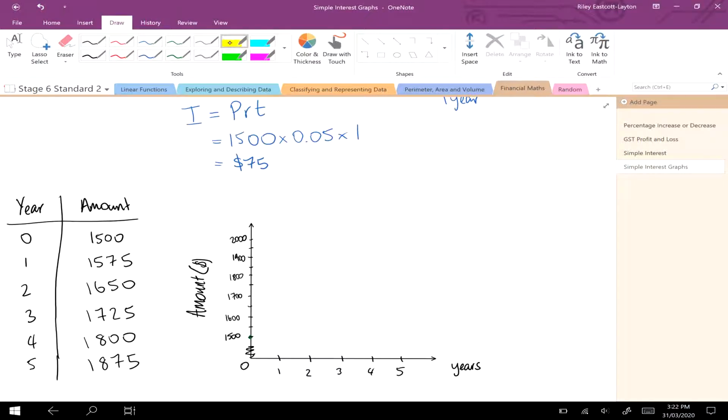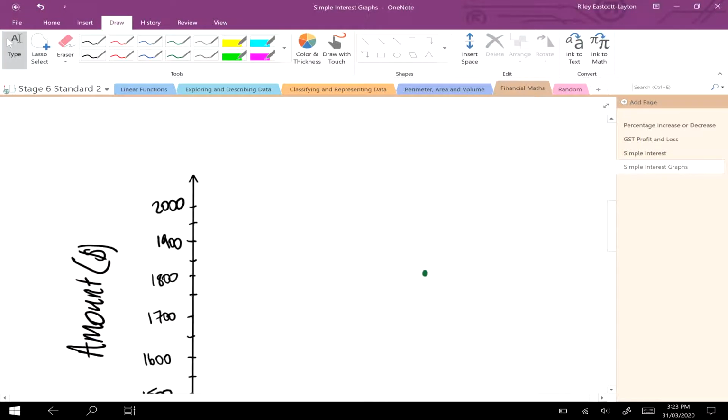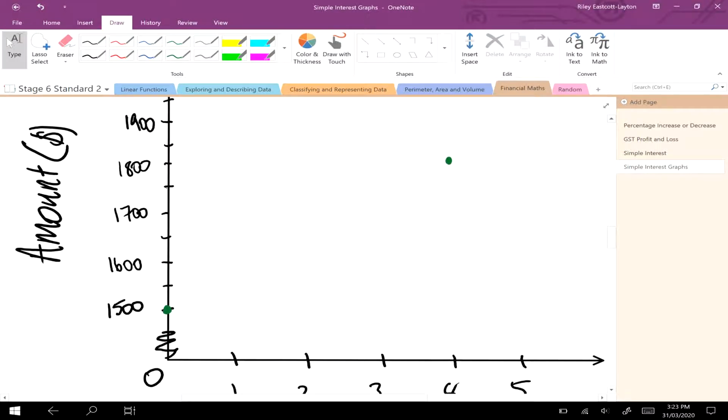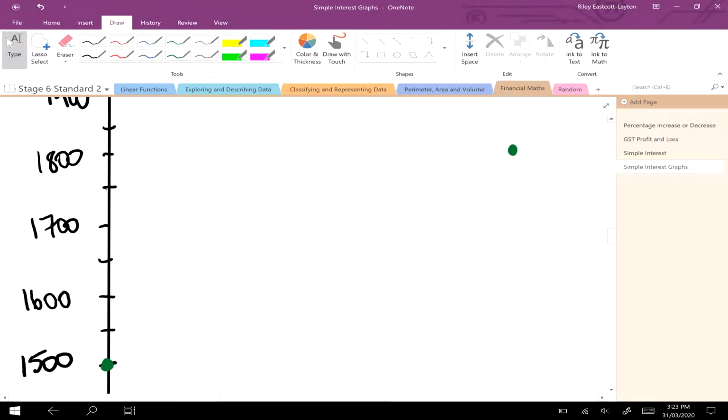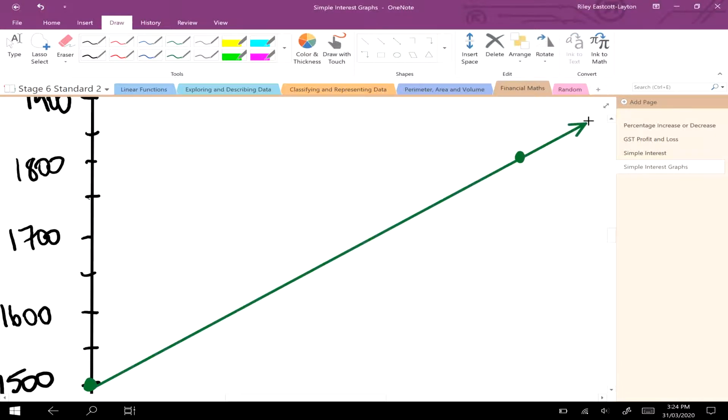Alright. Now when we have a straight line graph, or a constant gradient, we only need 2 points. So I'm going to pick the two easiest ones. I'm going to pick this one here. So 0, 1,500. And then I'm going to pick this one right here. After 4 years, we've got $1,800. So I come across 4 years and I go up to $1,800 right about there. And then I'm just going to connect our straight line graph up with, there we go.